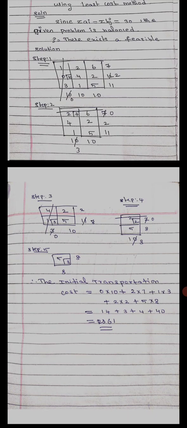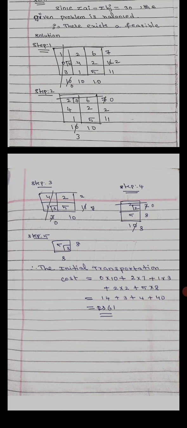Third step, the remaining elements are 4 2 1 5, and demand and supply. Among 4 2 1 5, the minimum cost element is 1. For 1, the corresponding demand is 3 and supply is 11. What is the minimum? Of 3 comma 11, the minimum is 3. You allocate 3 there. 3 minus 3 is 0, 11 minus 3 is 8. 0 has come in the first column, so you strike the first column.